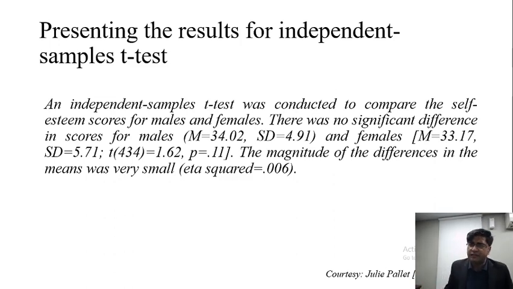An independent samples t-test was conducted to compare the self-esteem scores for males and females. There was no significant difference in the scores for males, and here in the brackets we have written the mean values and the standard deviations for males and then females. Then we have put the t value, and in the brackets the total number of samples, then the t value and p value, so as not to bother the reader to go to the tables. And then the magnitude of the differences in the means was very small, with an eta squared of 0.006.